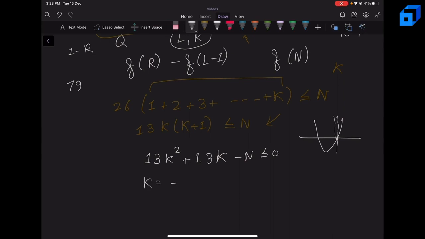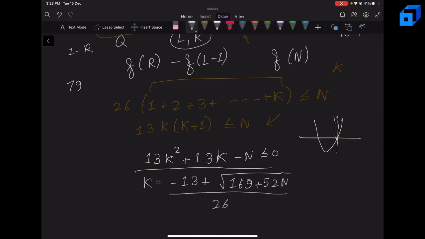let's say this equation is ax square plus bx plus c, so minus b is minus 13, plus, because we need to find the maximum root, so we will take plus, under root b square is 169, minus 4ac, so minus 4 into 13 into minus N, so this is 52N, by 2a, a is 13, so this will be 26. So we get this k, and this k is the number of blocks which lie completely.